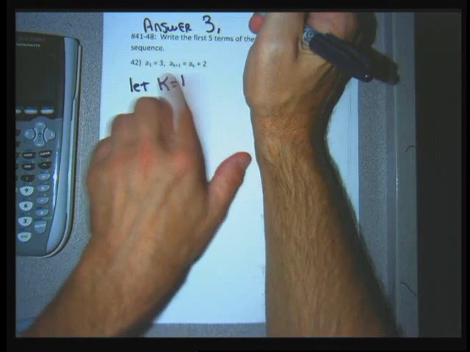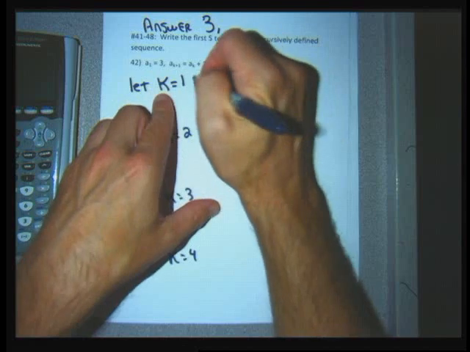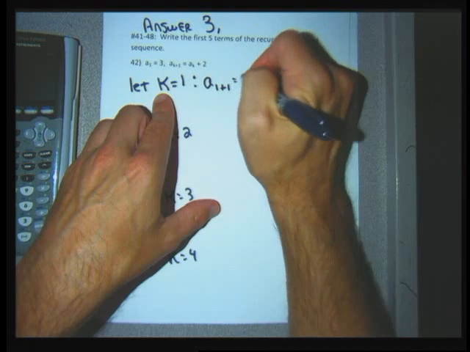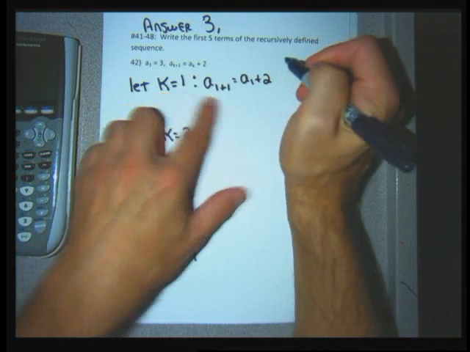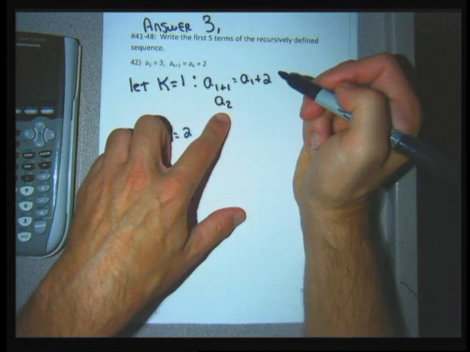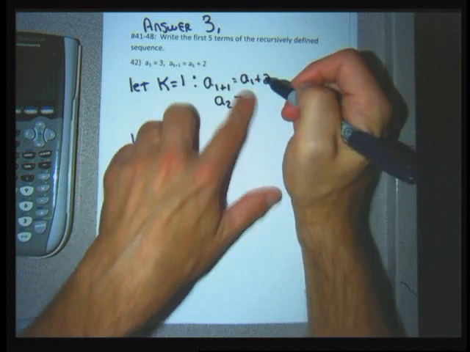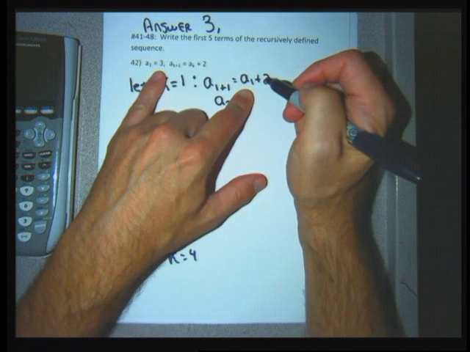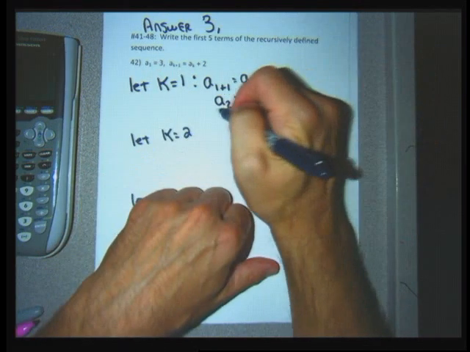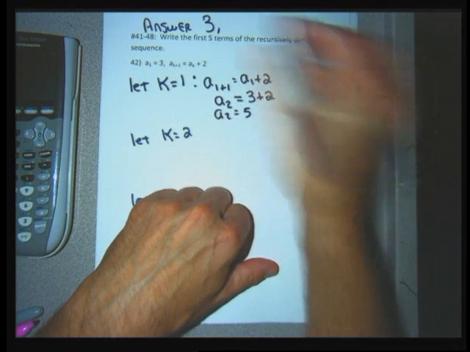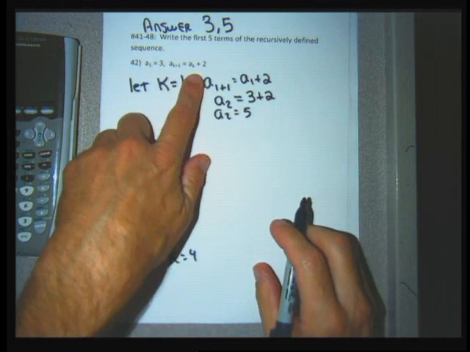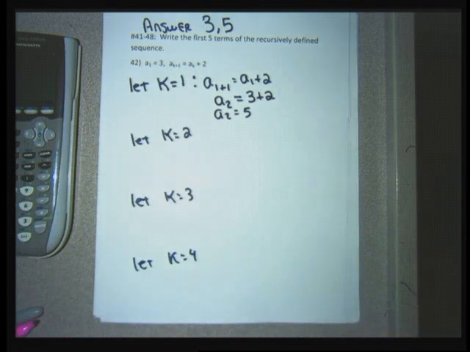Now I'm going to plug 1 into this formula for each k. When I do that, I get a sub 1 plus 1 equals a sub 1 plus 2. On the left-hand side, I'm going to add the 1s and get a sub 2, which is going to be the second term in the list. On the right-hand side, I'm going to replace the a sub 1 with what it's equal to, and it's equal to 3. So a sub 2 equals 3 plus 2. And a sub 2, the second term in this list, is going to be 5. By plugging in 1 for each of these subscripted k's, I get the second term in the list.